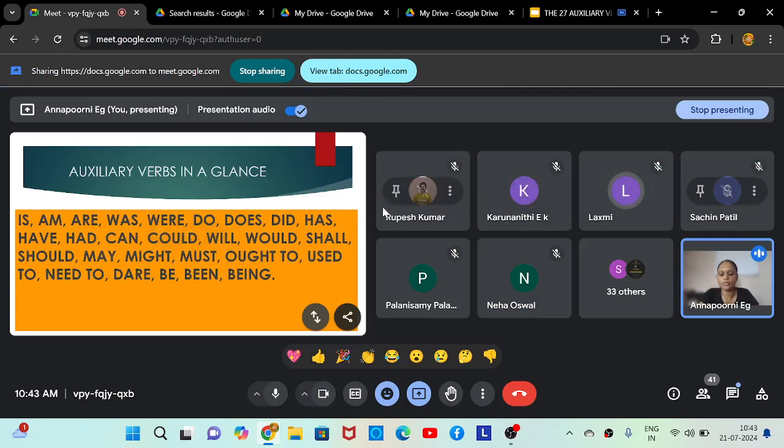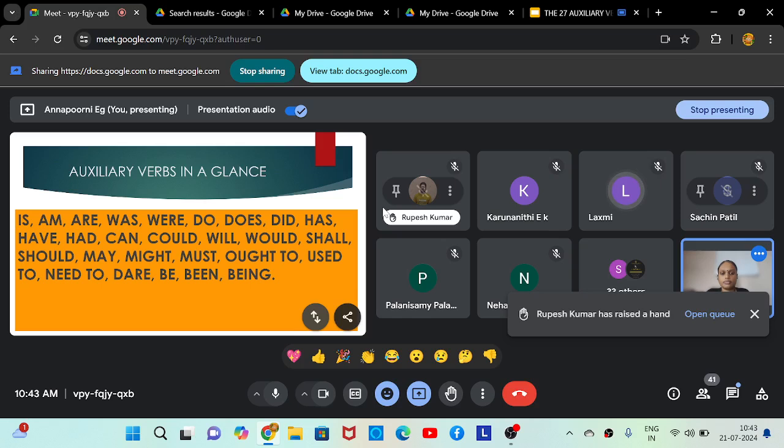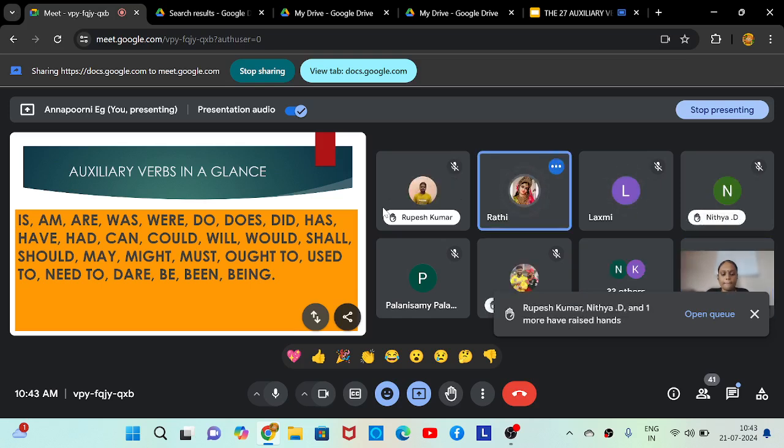Prakshana, can you read these helping verbs? Yes, ma'am. Is, am, are, was, were, do, does, did, has, have, had, can, could, will, would, shall, should, may, might, must. What is that, ma'am? Ought to. Ought to, used to, need to, dare, be, been, begin.